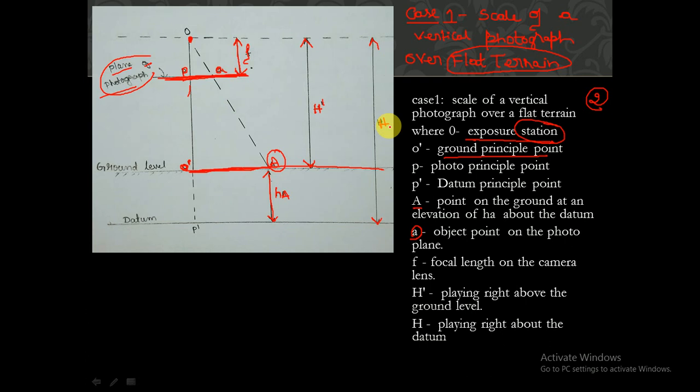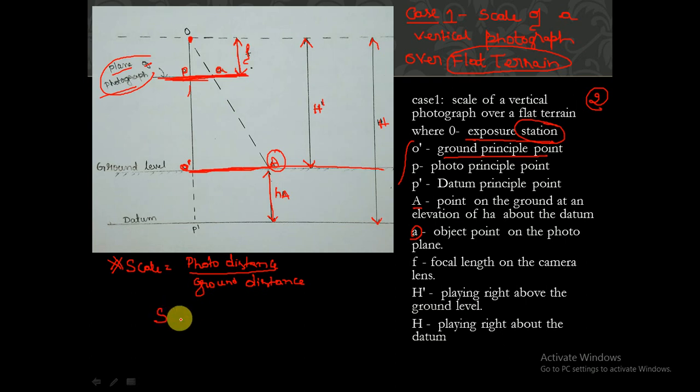Now the main thing, we need to find the scale. Scale of a photograph is defined as the ratio of photo distance divided by ground distance. While deriving this, you will be clear about all the concepts. You can see the photo distance and the ground distance. To find the scale, it is defined as the ratio of photo distance and ground distance.